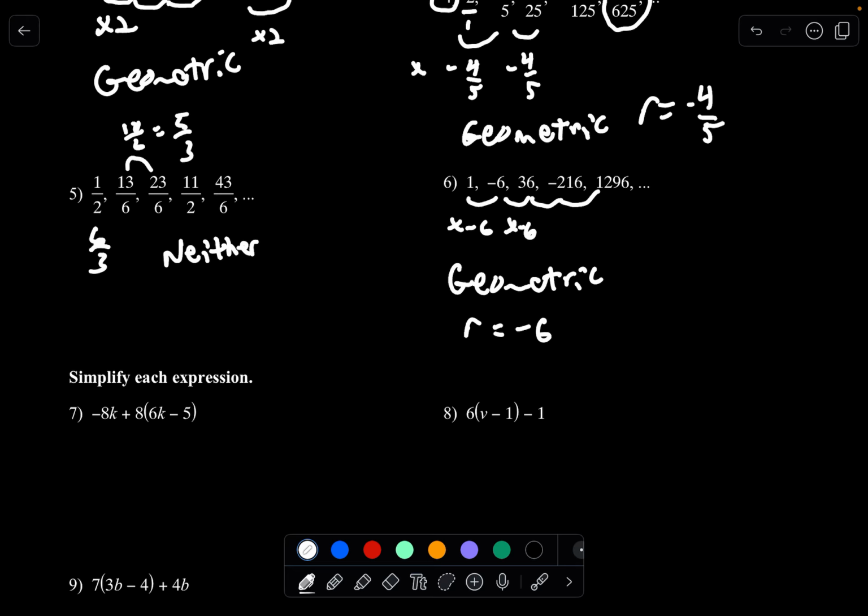So you would take 1296 and multiply by negative 6. And you get negative. The next term is negative 7776.